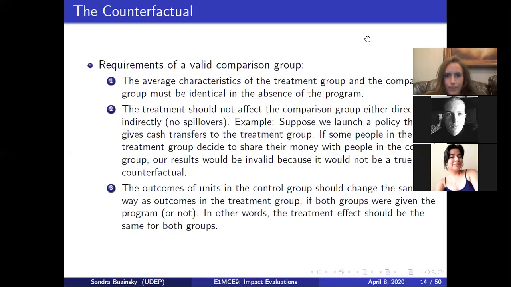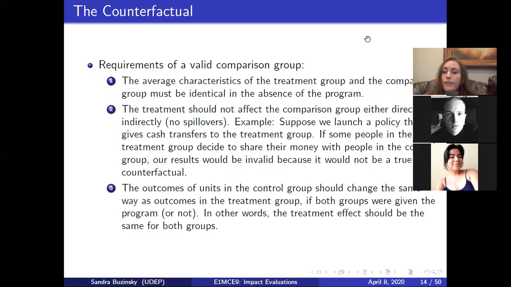Sorry. What does it mean to say, in other words, the treatment effect should be the same for both groups? The treatment is not only for the treatment group? Yeah, so that's a good question. To say that the treatment effect should be the same for the two groups, only the treatment group receives treatment, right? Because the control group has to be completely absent of treatment, it receives nothing.